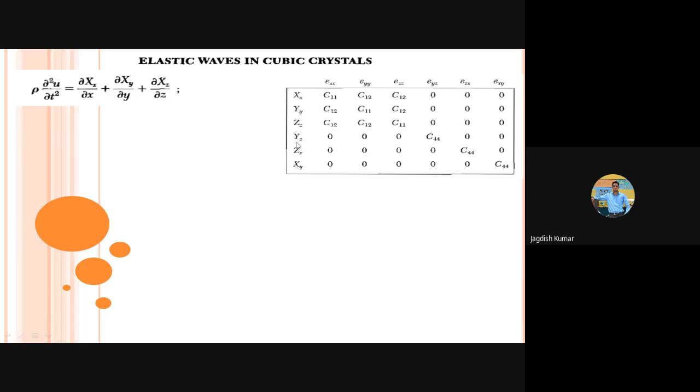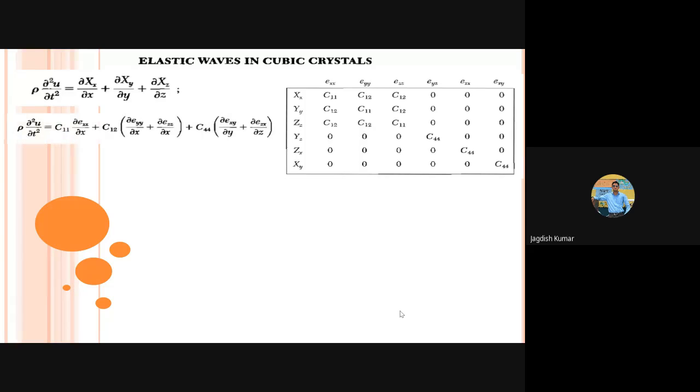Here we can't find sigma xz directly, but we have seen that symmetry property. Sigma xz is the same as sigma zx, isn't it? So sigma xz will be C44 into exz or ezx, whichever you want to retain. C44 into ezx. I hope this is clear. In case there is any question, you can type it or ask by unmuting your mic.